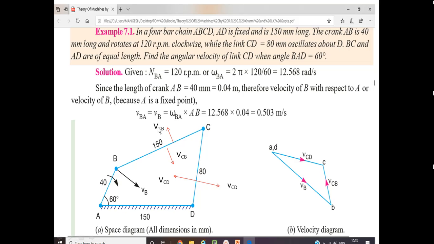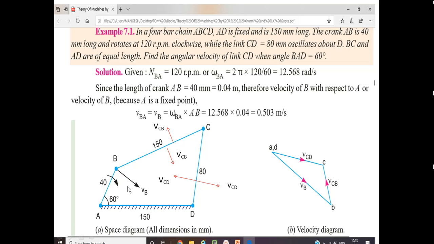Now how do we decide the scale for the velocity diagram? It depends upon the first value, which is the velocity of the crank that we calculated from the given data, equal to 0.503 meter per second. According to that, I will use a scale of 1 centimeter equal to 0.1 meter per second, or on the safer side you may use 1 centimeter equal to 0.05 meter per second. In my case I will use 0.1 meter per second. Then the vector VBA, that is ab bar, will be equivalent to about 5 centimeters.